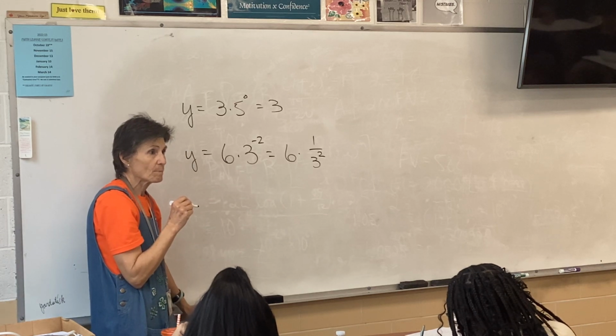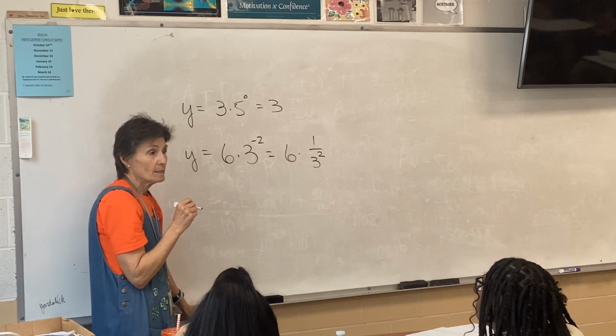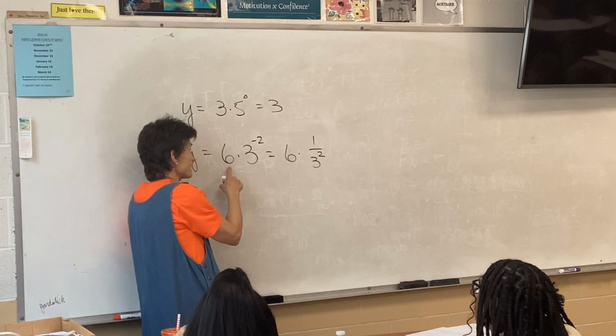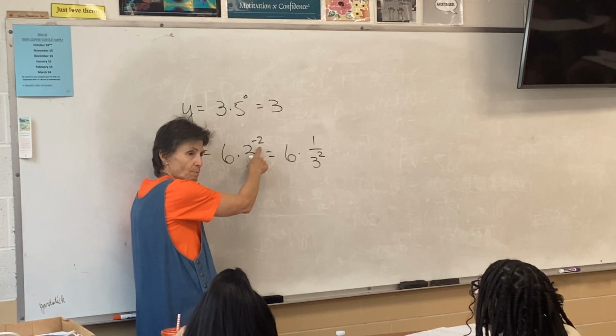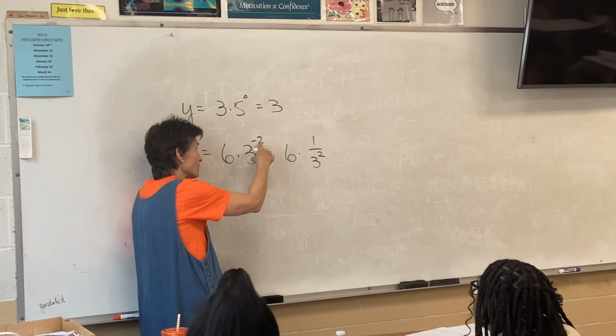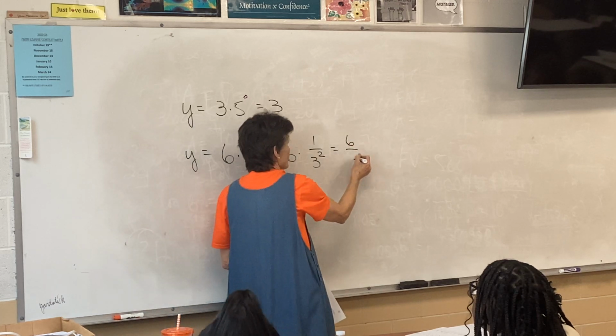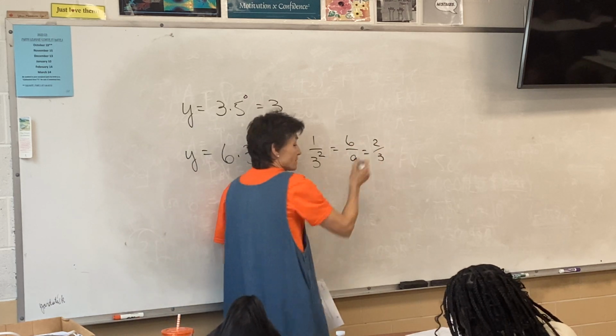Remember, a negative exponent is 1 over. Now notice, the 6 didn't go down because the 6 does not have the negative exponent. Only the thing with the negative exponent goes down. So we've got 6 over 9, or 2/3.